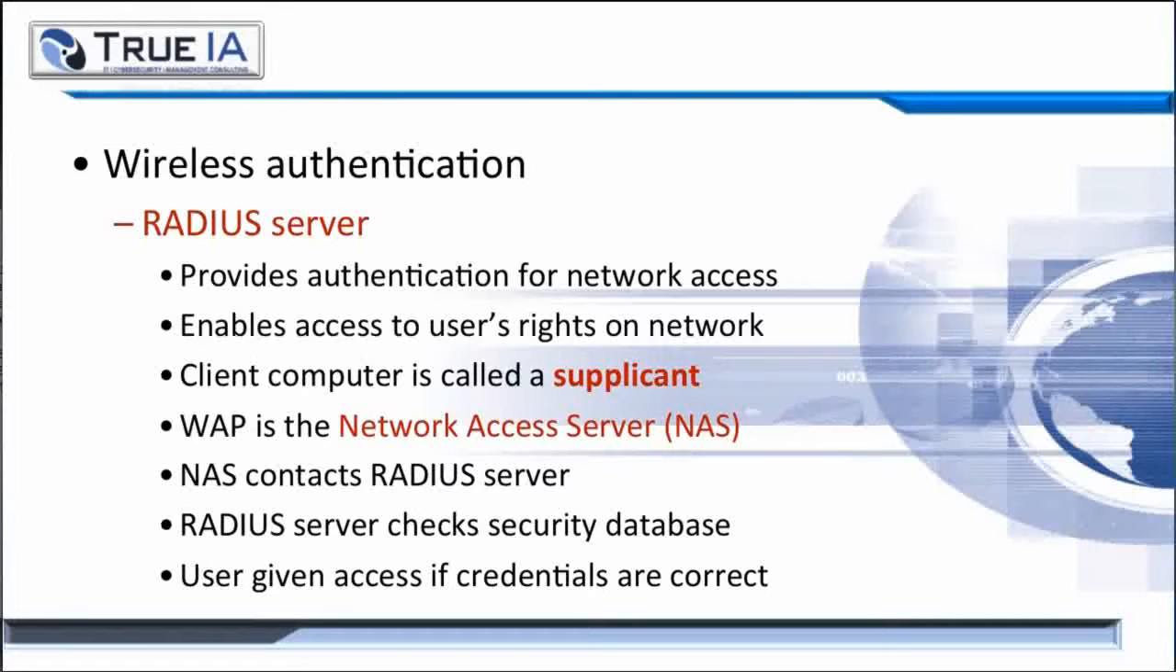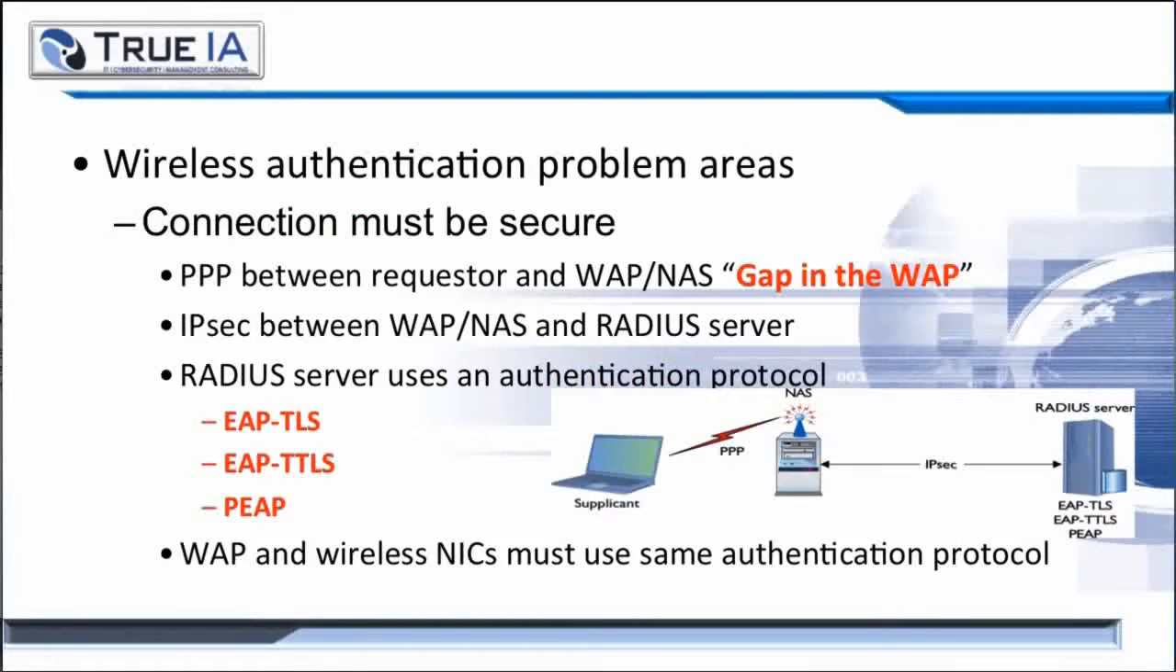When using 802.1x, the client computer is called the supplicant. The WAP is renamed to be the NAS, or the Network Access Server. The NAS is going to contact the RADIUS server. The RADIUS server will check the security database for the provided credentials, and if they match, the user will be granted access. This in itself brings a unique issue called the gap in the WAP. The initial supplicant request to the NAS is being handled via a protocol called PPP. We've discussed that earlier. So you're dealing with credentials potentially in the clear.